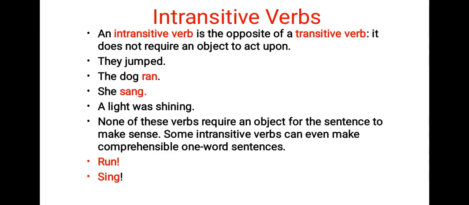None of these verbs require an object for the sentence to make sense. Some intransitive verbs can even make comprehensible one-word sentences. For example, if we say run, sing, we just use a verb but it still conveys a complete meaning. For example, if we say to someone run, so he'll understand our meaning and start to run. So the intransitive verb does not need anything to be added to it, does not need an object to convey its complete meaning.